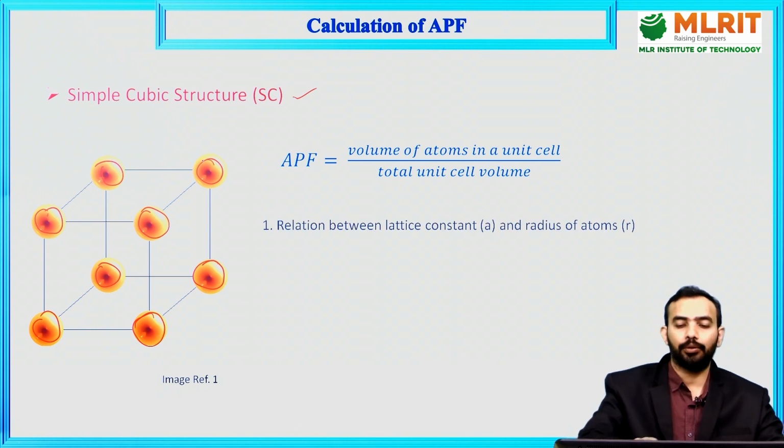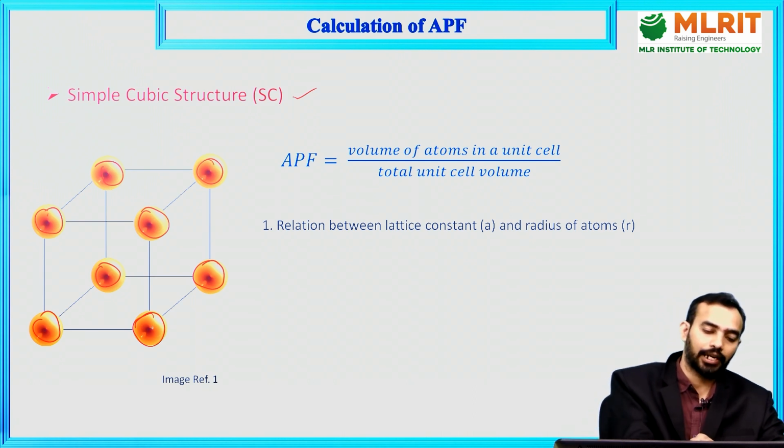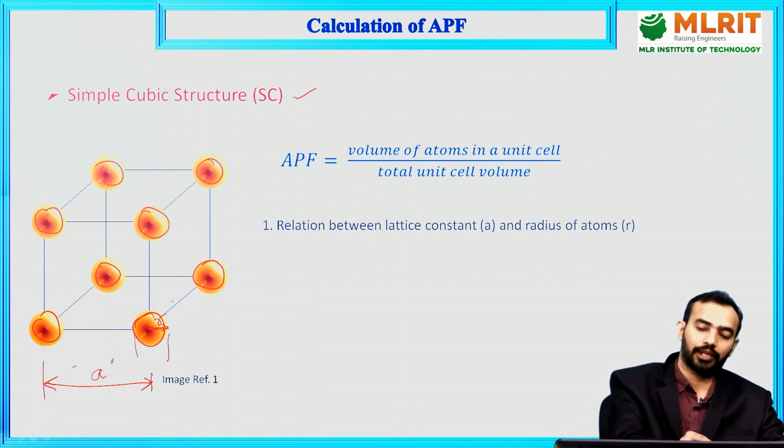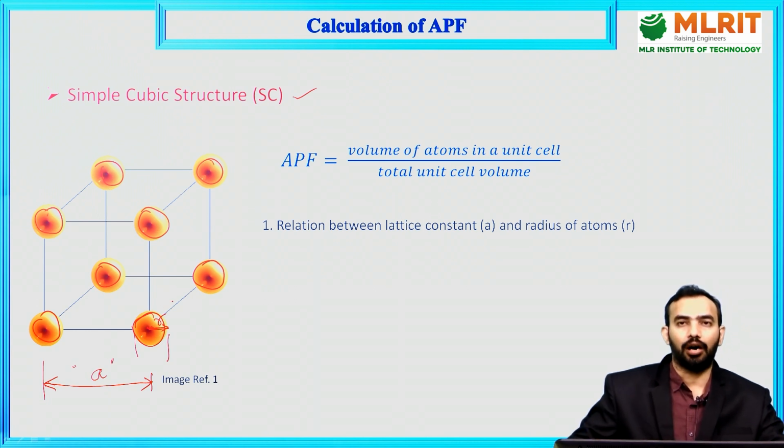First we will try to identify the relation between the lattice constant and the radius of the atom. The radius of the atom is the distance from this to this, and this is the diameter. This is your radius, and the lattice constant is the distance of one edge length of the unit cell. Lattice constant, here we denote it as a, and the radius of the atom we denote as R.